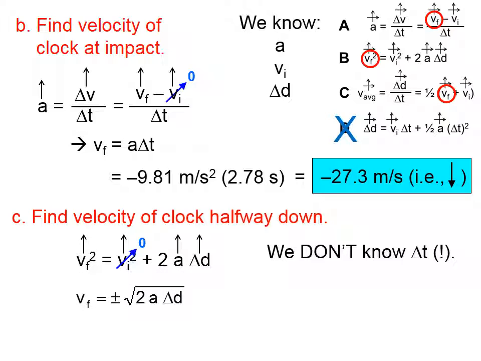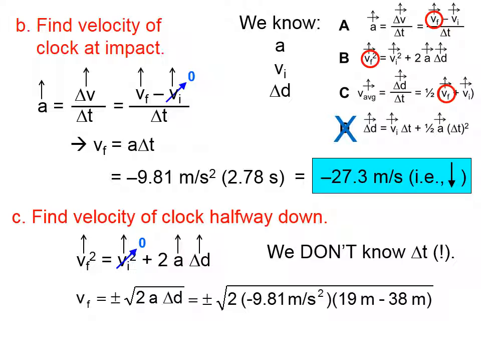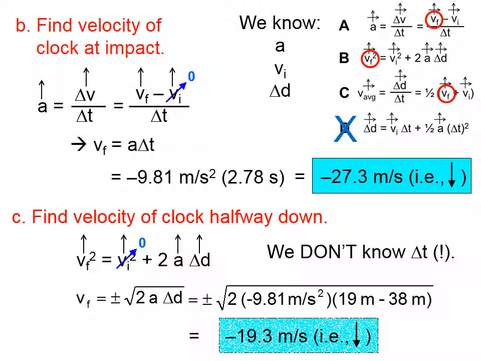We're going to solve this for V final. The initial speed is 0, so that term cancels. We're going to put in the numbers that we know. Notice that the displacement here will be negative 19 meters, just as we said a minute ago. And we're going to choose the negative velocity, not the positive one, because the object is traveling downward, negative 19.3 meters per second.